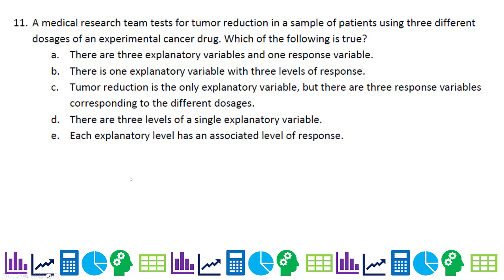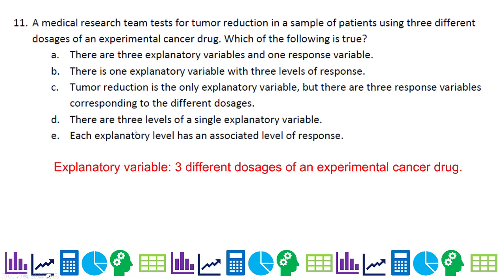Number 11. A medical research team tests for tumor reduction in a sample using 3 different dosages of an experimental cancer drug. Which of the following is true? So we're looking at the number of explanatory variables and response variables, I guess. Usually we're very interested in the explanatory, all right? So first of all, what is our explanatory variable? Well, it's 3 different dosages of an experimental cancer drug.